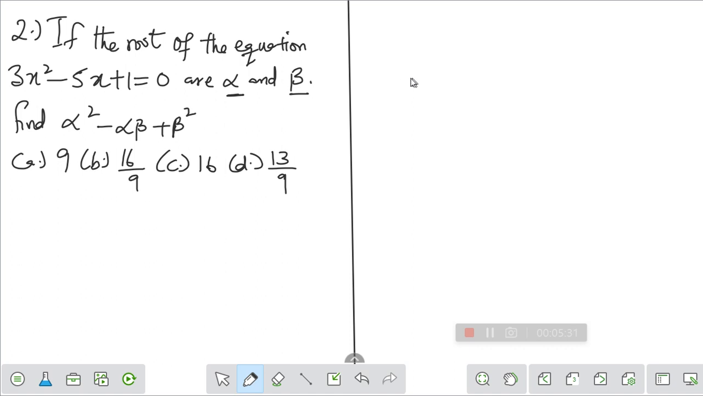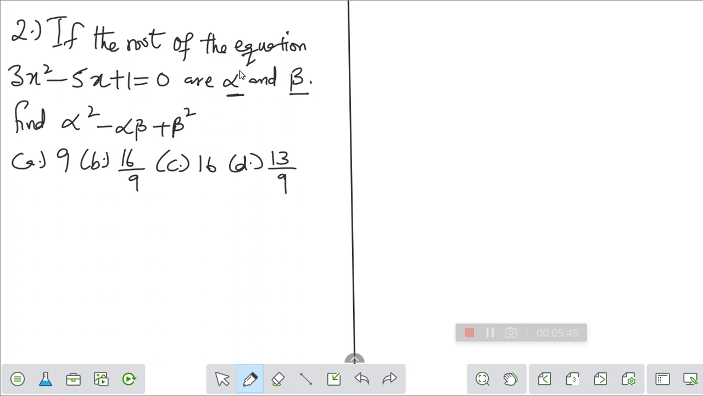Now there's something you need to know: we have what we call the sum of the roots. What do we mean by root? Your root is when you solve a quadratic equation, the two values you get are your roots. I hope you understand. Yes. So we have what we call the sum of the roots.